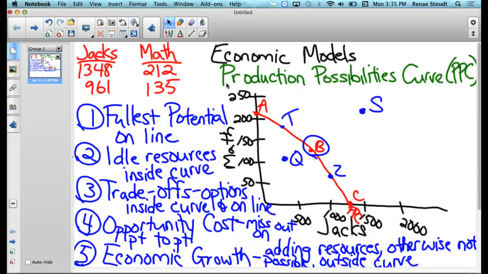Hopefully you remember that it is an example of an economic model because it simplifies reality down to 2 things that could be produced. It makes assumptions that we are looking at 2 things that are going to be using different resources, and it is assuming that all of our resources were working as hard as they possibly could. As a result, we can determine on the production possibilities curve where our fullest potential is, where we have idle resources not working as hard as they possibly could, where we have trade-offs, what our options are, what our opportunity cost is, what is the cost of giving up something or going from one point to another, and lastly, where we can't reach without economic growth or adding additional resources.